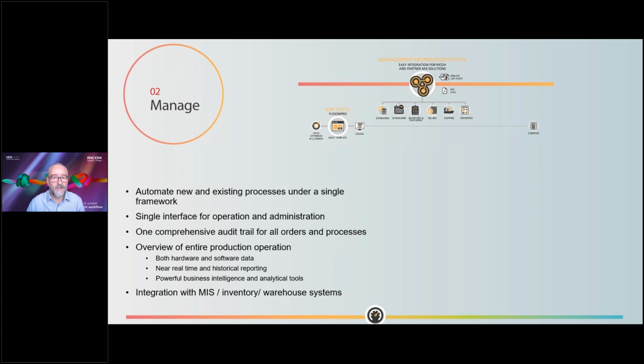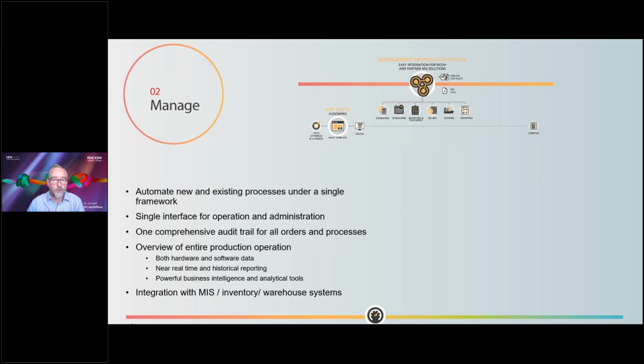A single comprehensive audit trail for all orders and processes means that every aspect of production can be tracked and monitored, enabling production data on volumes, processing time and materials usage to be shared with reporting, inventory and warehousing systems. In many organizations, as was discussed earlier, MIS is used for estimating and costing, but it's not used for automation. With Rico Process Director, real-time status and milestone updates can be recorded back to the MIS system, creating a two-way communication between the business and production management layers of your print environment.